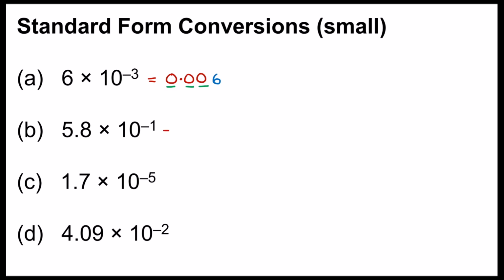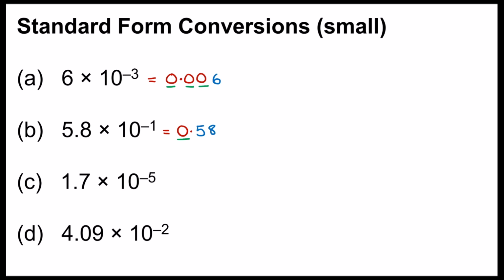Let's do the same thing for my second example. I'm going to start off by looking at the power. Because it's minus 1, that means I need 1 zero. Next, I need to put in my decimal place after the first 0. Now, because I've only got 1, it's going to go here. And finally, I write the digits that appear at the front of my number in standard form. So that's a 5 and an 8. This means that my final answer is 0.58.